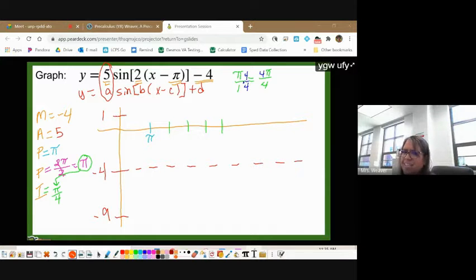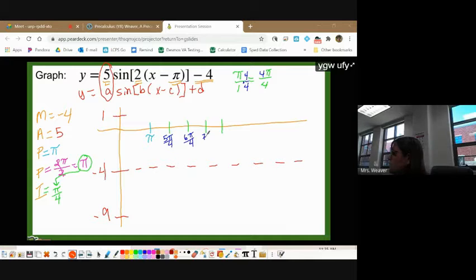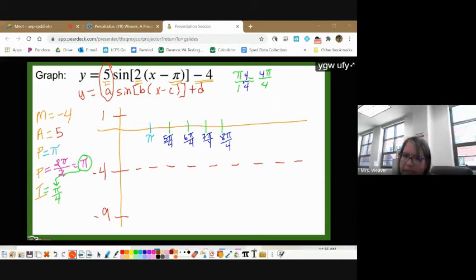Okay, Shay says yes. Thanks for the response. I appreciate it. Okay, so we're starting at a whole pi, which is 4 pi over 4. When I add pi over 4, I get 5 pi over 4. When I add pi over 4, I get 6 pi over 4. When I add pi over 4, I get 7 pi over 4. When I add pi over 4, I get 8 pi over 4. That's what I mean by we're counting by our interval of pi over 4. We're adding pi over 4 every time.